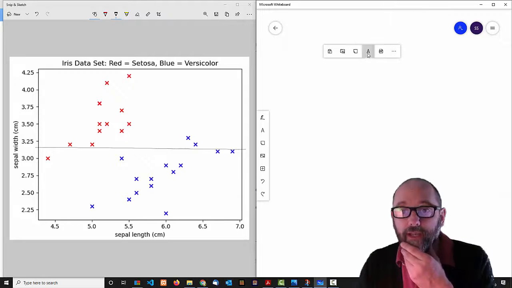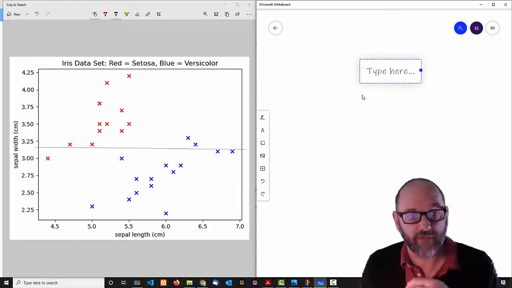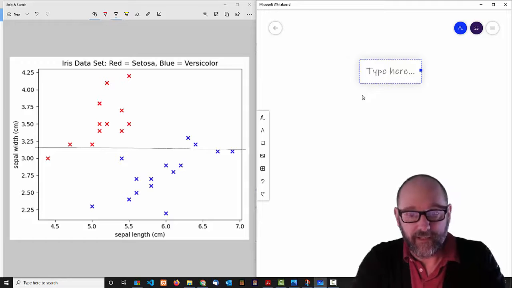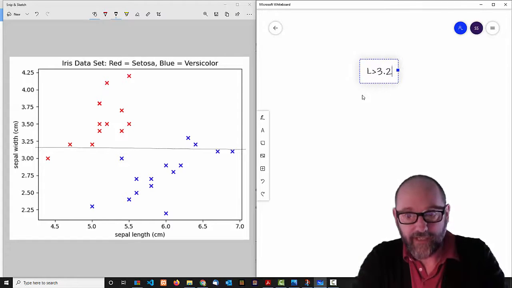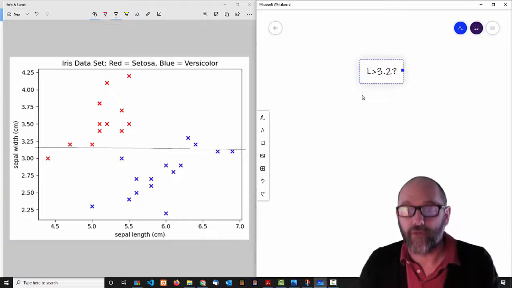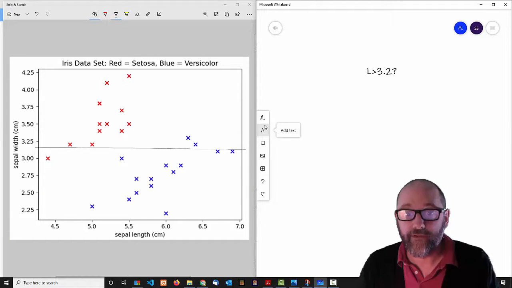Let me just put, and this is the first question. This is the first node in our decision tree. So the first question we ask when we're classifying is, is the length, I'll just call it L, greater than, or you could do it as less than, is it greater than 3.2? Okay, so that represents this horizontal line right here. And there's two possibilities, either yes or no.